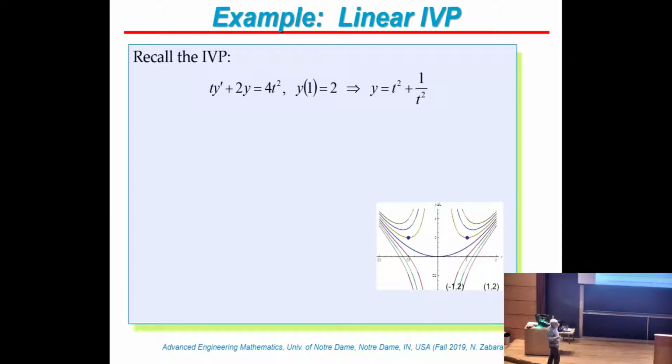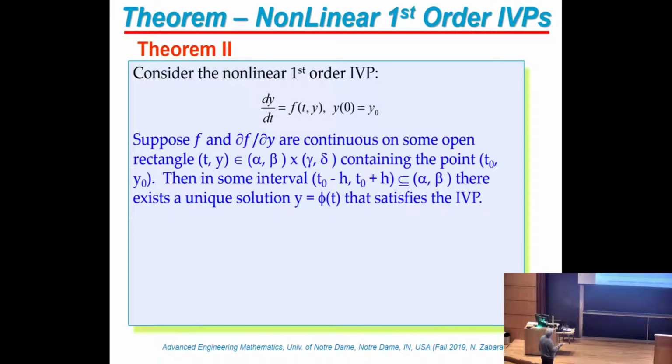According to the first theorem, what needs to happen for the solution to exist and be unique? Remember, for linear equations, what's the only requirement? Something needs to be continuous. What is that something? Guys, you make me go back and back and back.